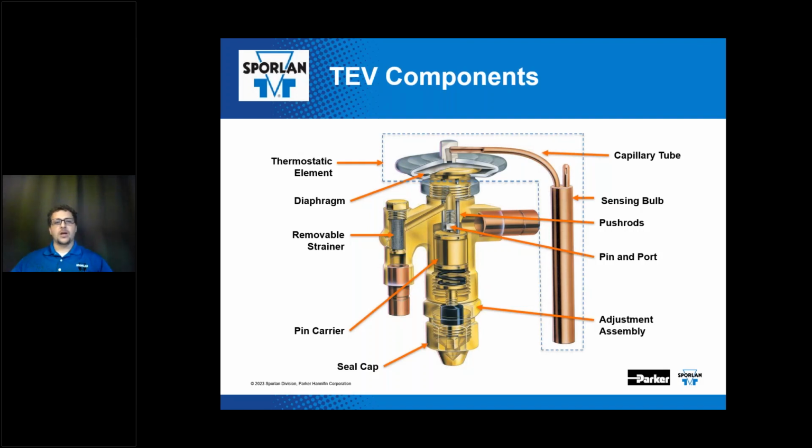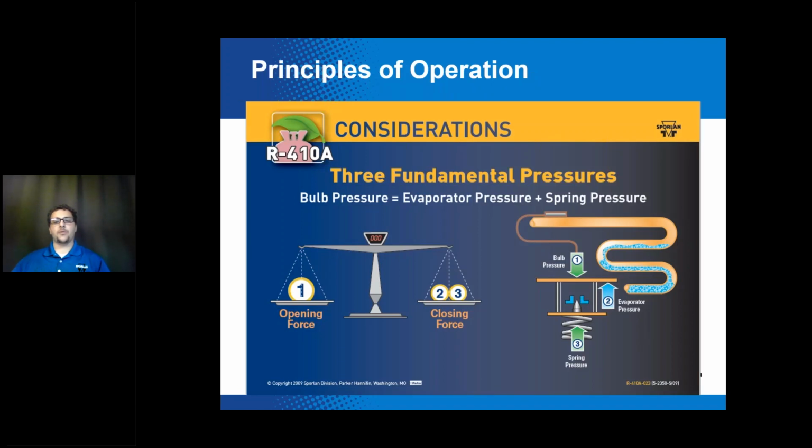All right. If I had to say, the next 4 slides are probably the most important 4 slides in the entire presentation. So on the previous slide, I referred to the 3 fundamental pressures that allow the TEV to control superheat at the outlet of the evaporator. So I'm going to go into more details on this now. Your 3 fundamental pressures are your bulb pressure, evaporator pressure, and your spring pressure. And the equation states that the bulb pressure has to equal the evaporator pressure plus the spring pressure. If I was to reword that, you would say the opening force has to equal the sum of the closing forces.